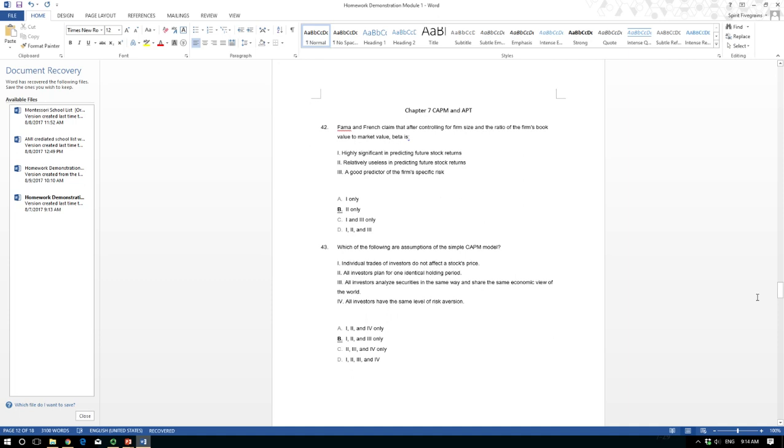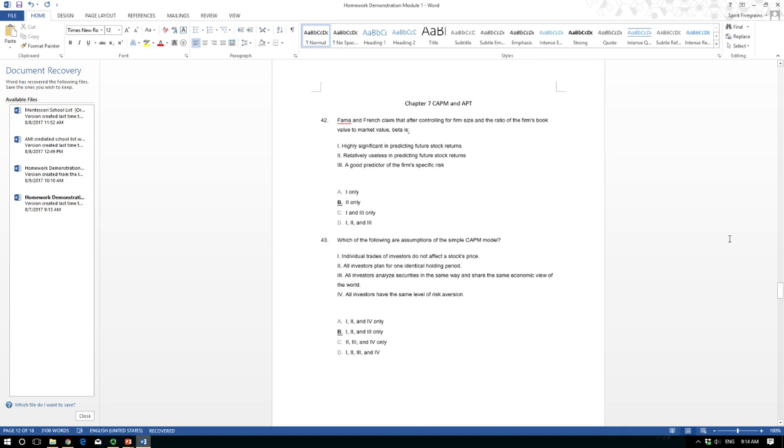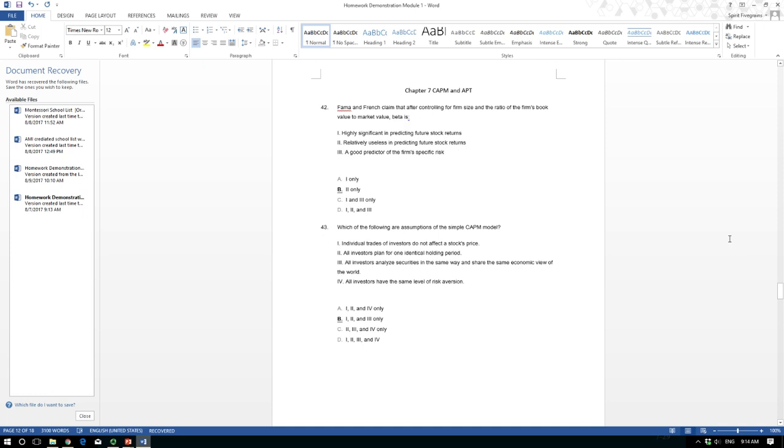Right, so here are typical questions that you will see in your first homework and the first exam associated with the CAPM model and arbitrage pricing model.